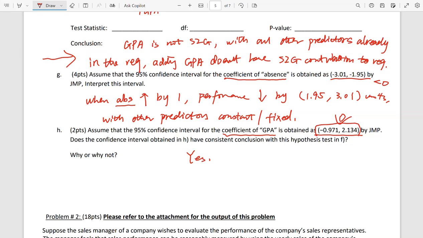They are consistent because in this case, adding GPA doesn't make a significant contribution to the performance, right? Not increase, not decrease. All right. Okay.